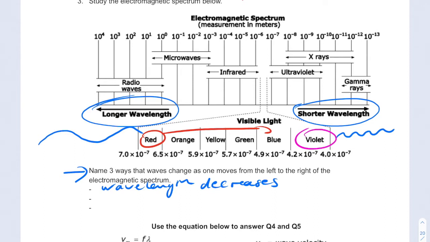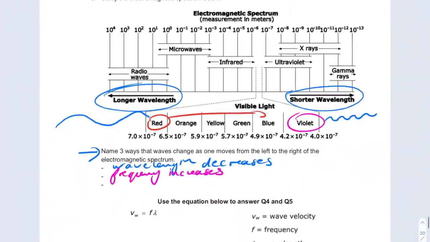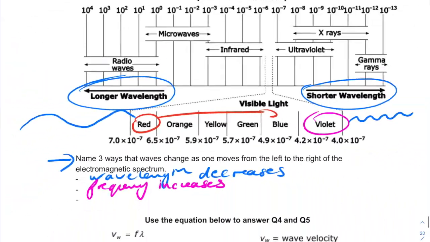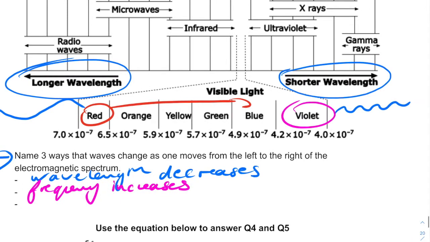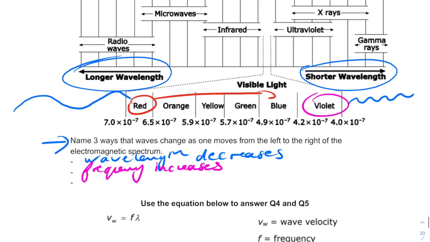So the next thing we can say is frequency increases, and frequency is connected to energy. So gamma rays carry the most energy, radio waves carry the least, red light carries the least energy, and violet light carries the most. So as you go from the left to the right, energy increases, because frequency and energy are directly connected. When the frequency is high, the energy is high.